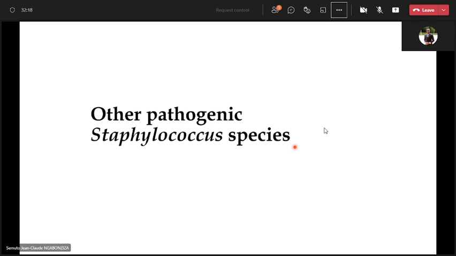Other pathogenic Staphylococcus species will not take too much time, as you have seen. All these are parts mostly of normal flora. They can cause disease, mostly nosocomial, but also opportunistic diseases. They are not as primary pathogens.